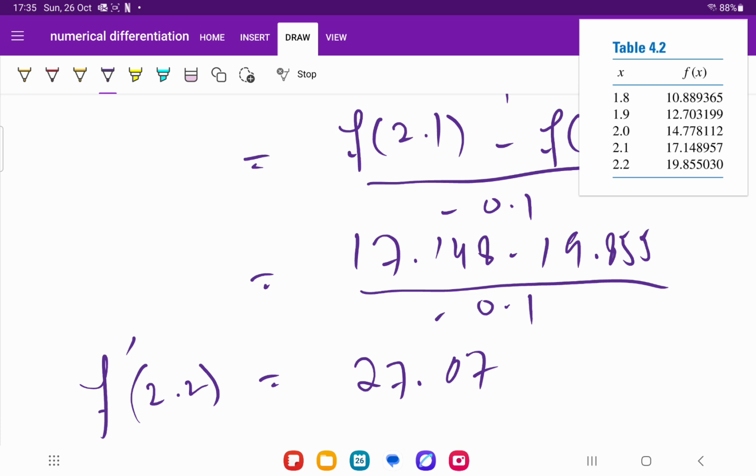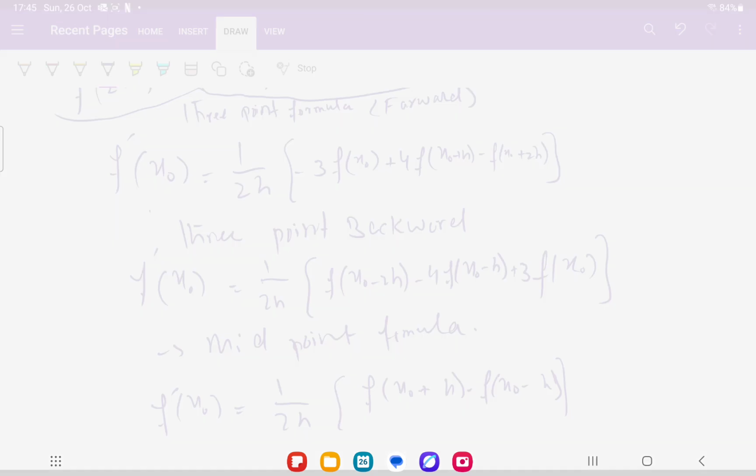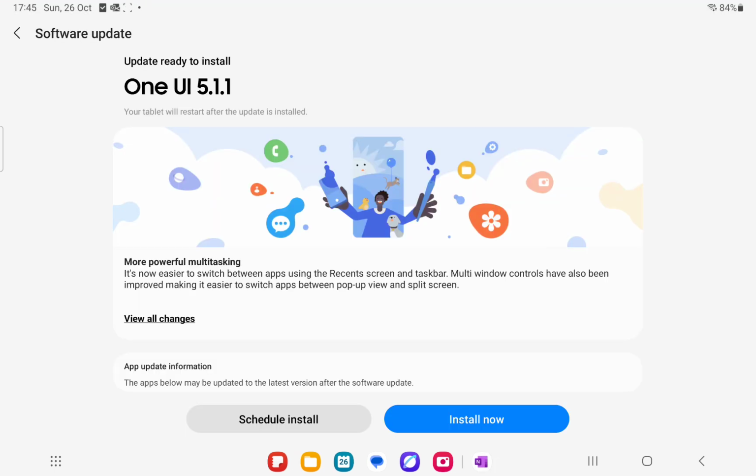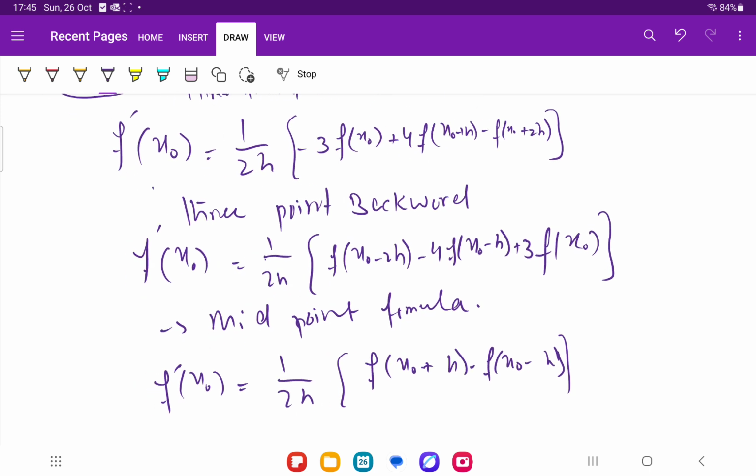Now we'll be moving to the 3-point formula, that is, how the 3-point formula will be used to approximate the derivative. These are 3 very important formulas. The first, the forward formula, will generate the next point, the backward formula will generate the back point, and the midpoint formula will generate the middle point.